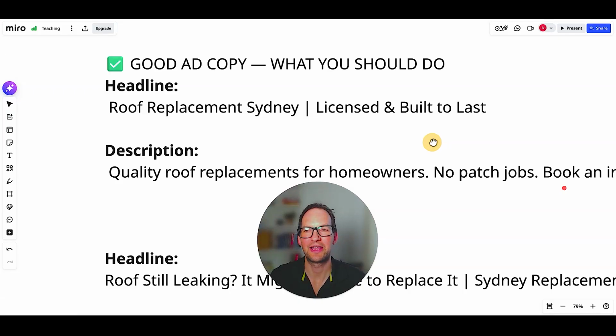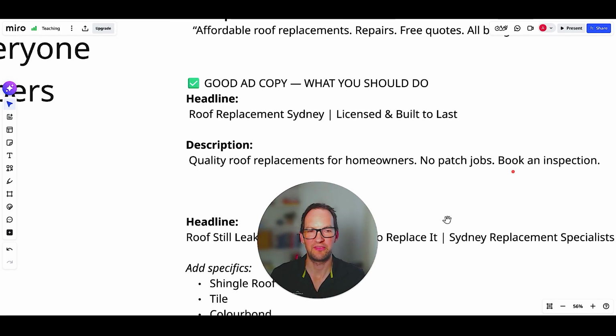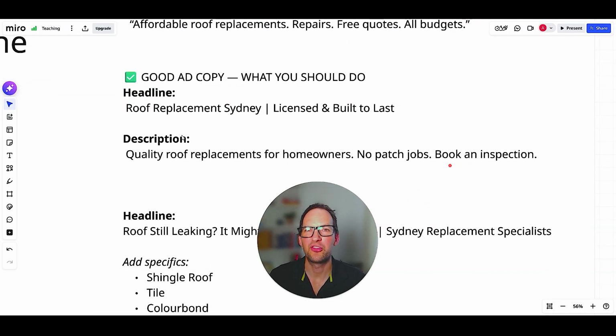What you should be doing with your ad copy is to first of all get specific with it. We want to talk about the service that we offer, and we only want to talk about one service if we can. In this case, we're talking about roof replacement and our town, suburb or city. And we're going to have something like "licensed and built to last." That gives a little bit of trust, because saying you're licensed and built to last implies quality.